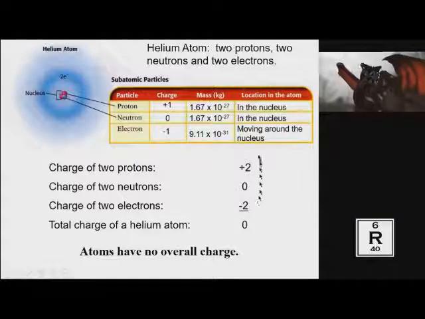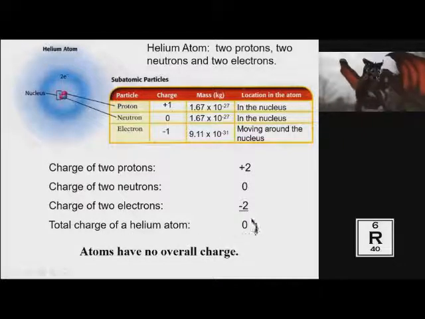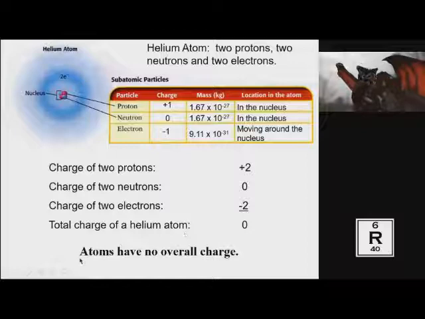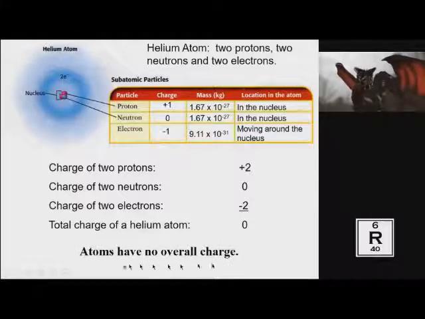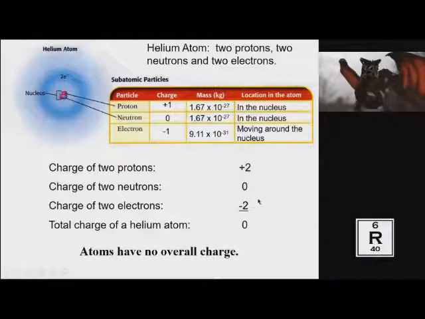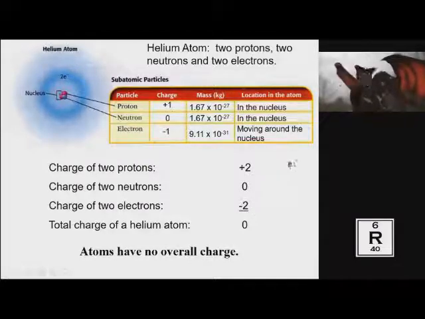The charge of 2 electrons would be -2. So the overall charge of helium would be the sum of all these, so it would be +2, +0, plus -2, which would add up to 0. Please note that atoms have no overall charge. Atoms do not have a charge. Things do have charges, but if they do, they're not atoms. They're called ions. So atoms always have the same amount of protons as electrons. This is going to be important for what I'm going to talk to you about in the next lesson.